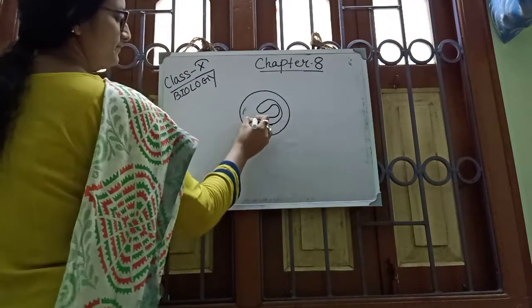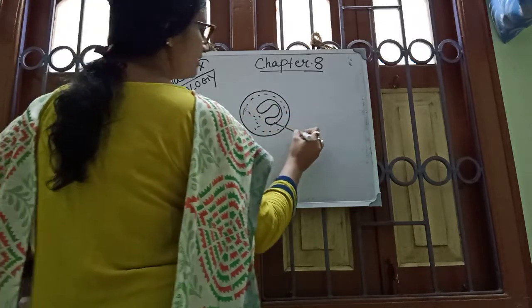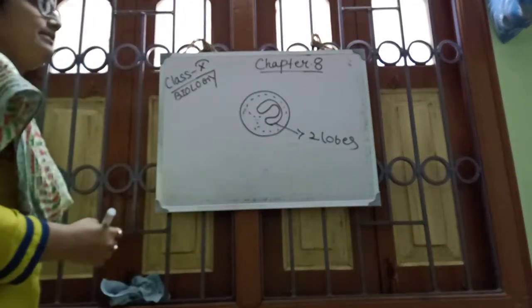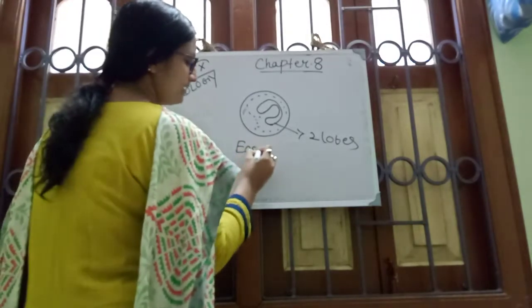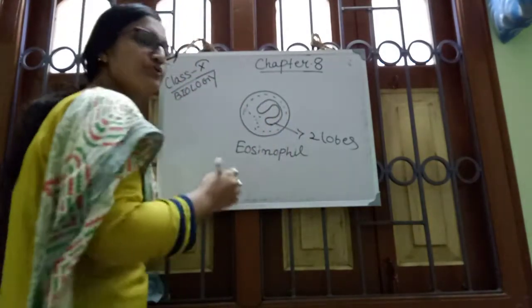This one structure. Okay, here granules are there. This is the two lobes. For this reason, you can easily identify all these things. This is the eosinophil.